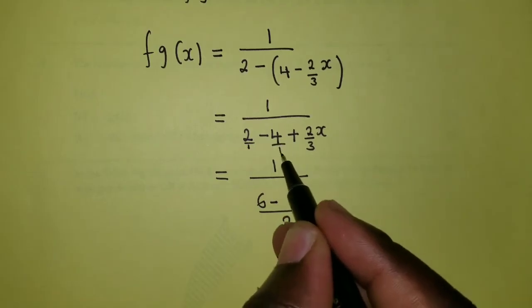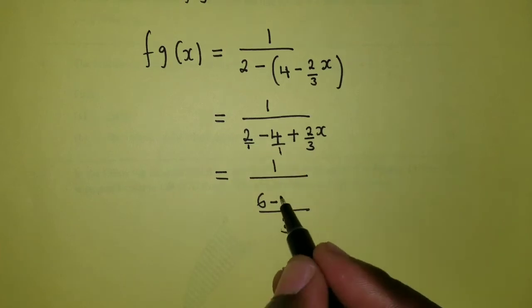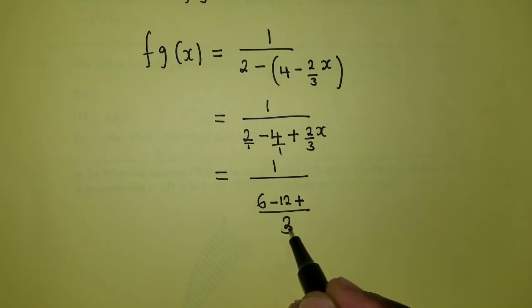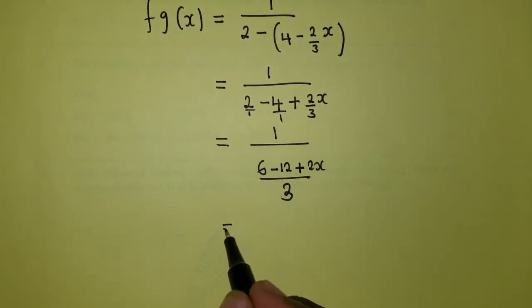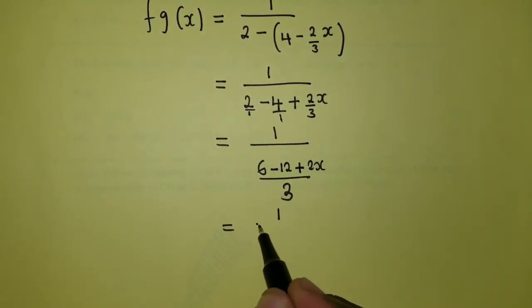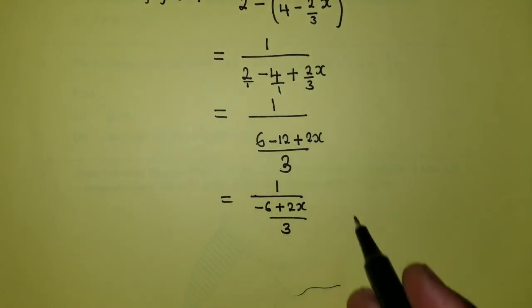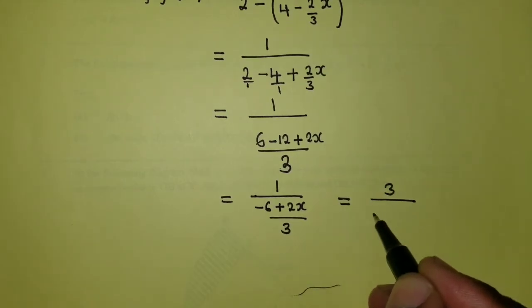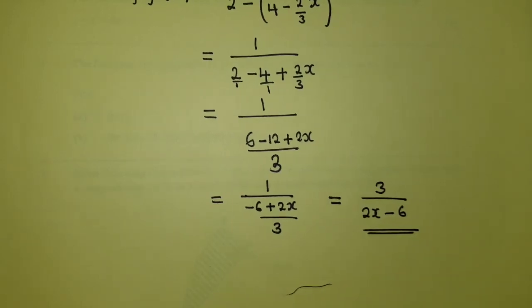Minus, there is a 1 here. 1 into 3 is 3. 3 times 4, it's a 12. Plus 3 into 3, it's 1. 1 times 2x, it's 2x. Okay, here we simplify further. We're getting negative 6 plus 2x over 3. So here we shall reciprocate. It will be 3 over 2x minus 6. This is our solution. Okay?